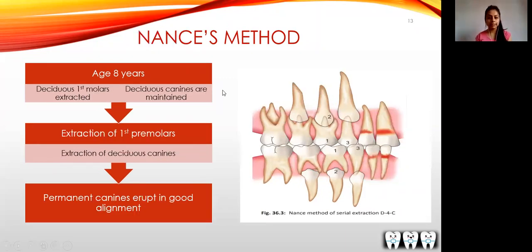Next is the Nance method. It is also called the modified Tweed method. The pattern of extraction is D4C. So at the age of 8 years, first of all, the deciduous first molars are extracted, and the deciduous canines are maintained in place, which will delay the eruption of permanent canines. After that, we have to go for the extraction of the first premolar as well as the deciduous canines. It will create the space for the alignment of the permanent canine and the anterior teeth.